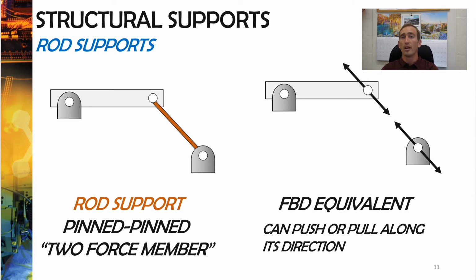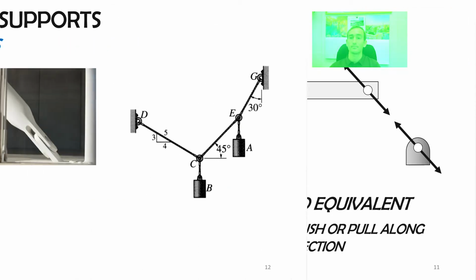So when you draw a pin-pinned rod support on a free body diagram, the direction of the reaction force is always in the same direction as that rod itself. Now there's mathematical reasons why this is the case, and as I'm saying, we'll get into this later in the course. But for right now, when you're doing free body diagrams, or if you see this, now you know how to treat it in your system.